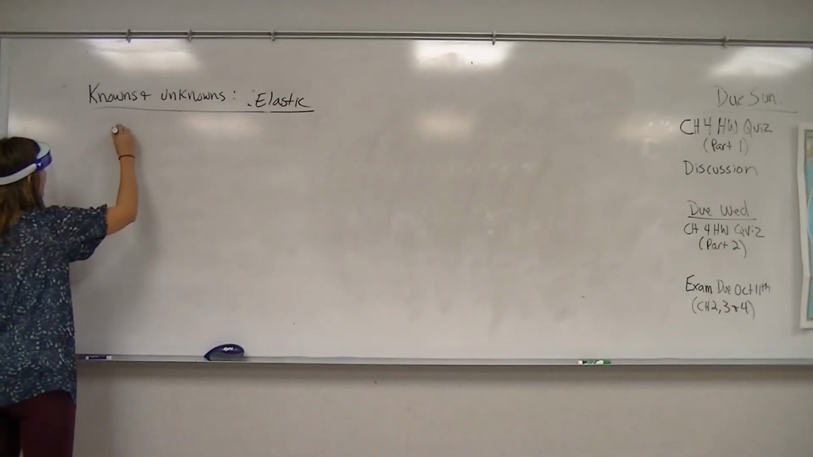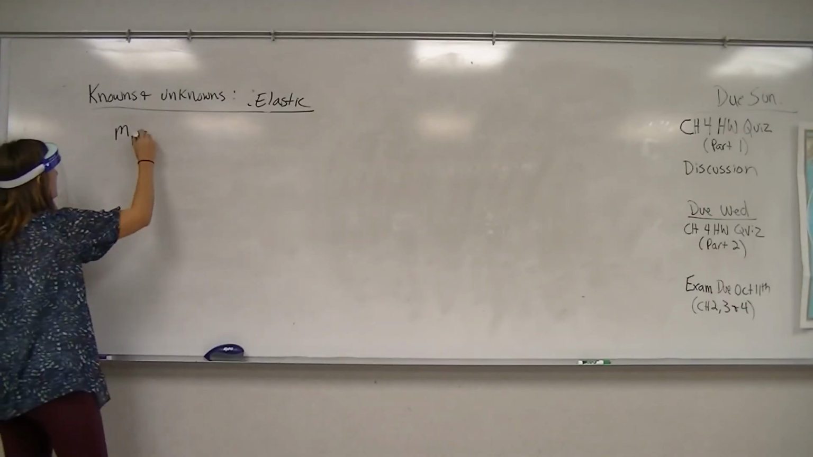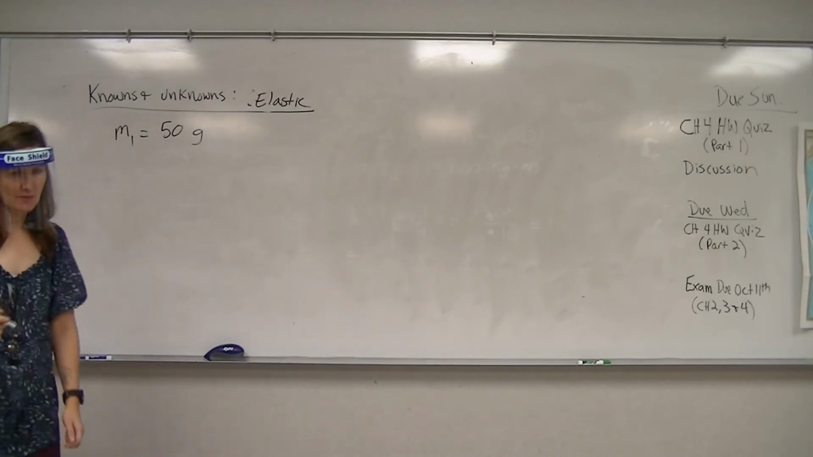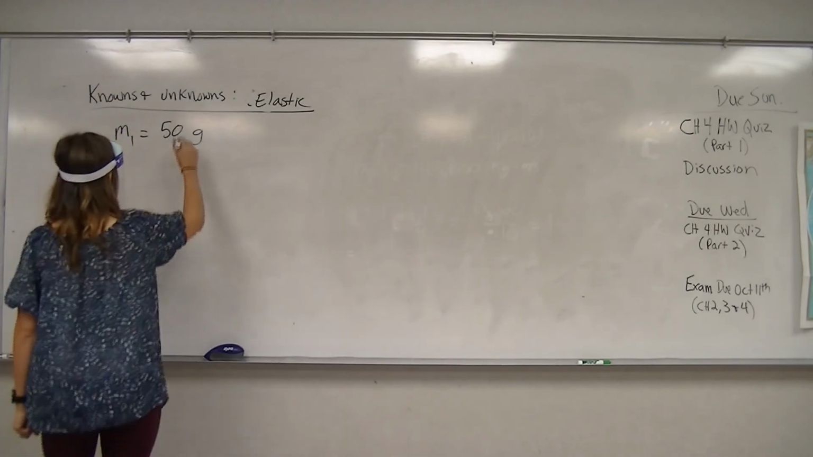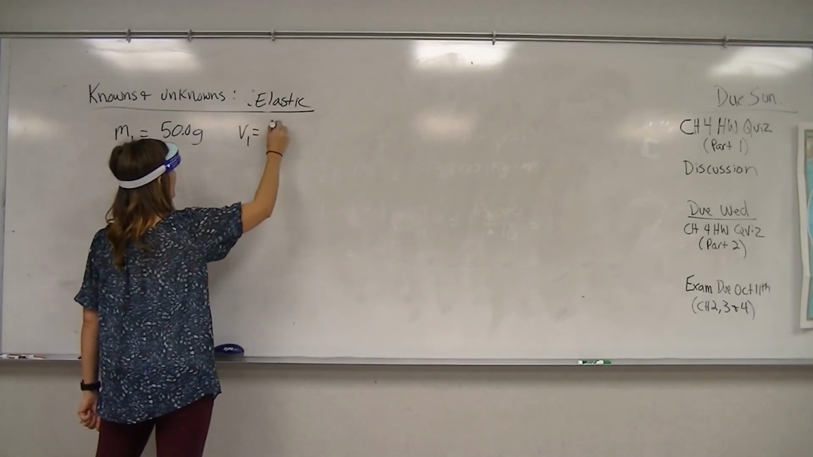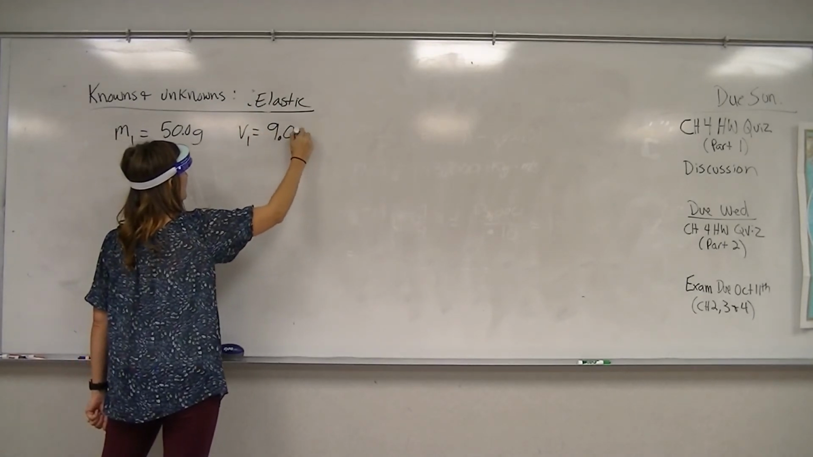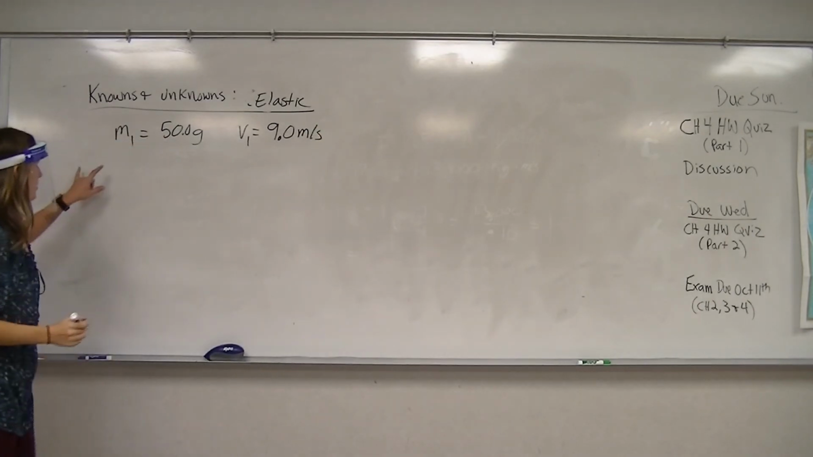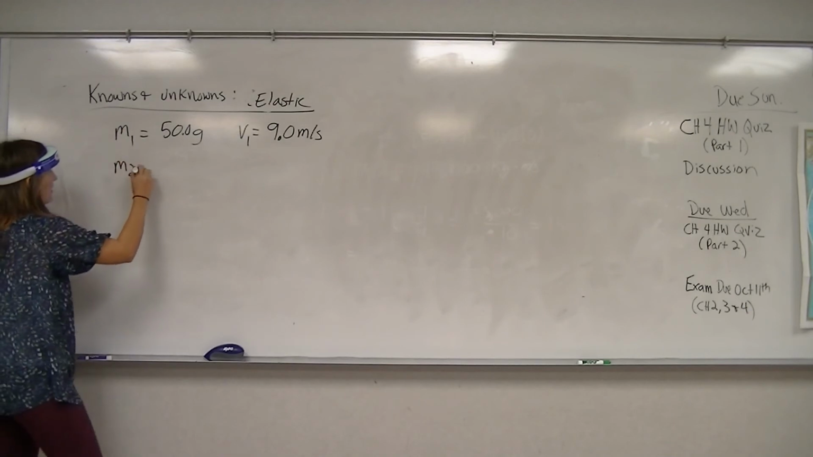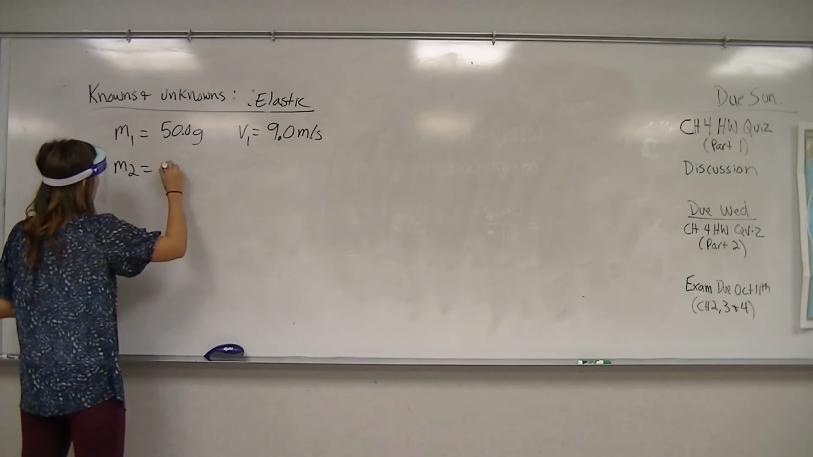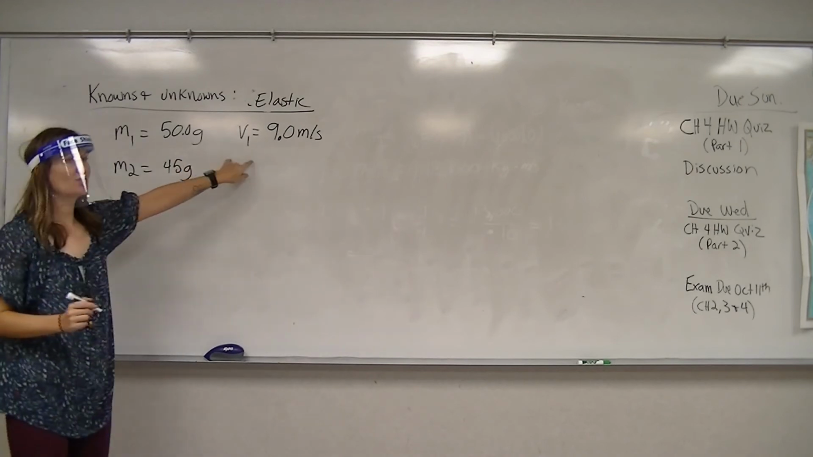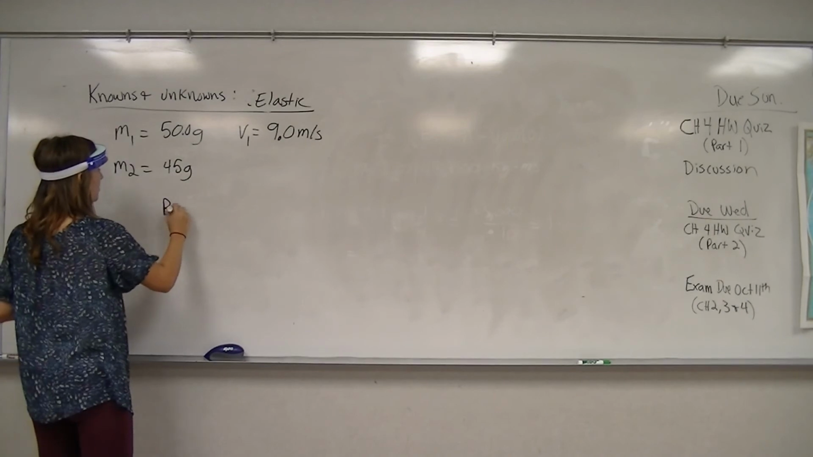All right, so let's look at the mass of ball 1. What was it, 50? It was grams, correct? Okay. And then, I didn't do the correct suffix, so 50.0. What was the velocity of that ball? 9.0 meters per second. It hits ball 2 with a mass of 45 grams. What was ball 2's initial velocity? This is all before the collision.